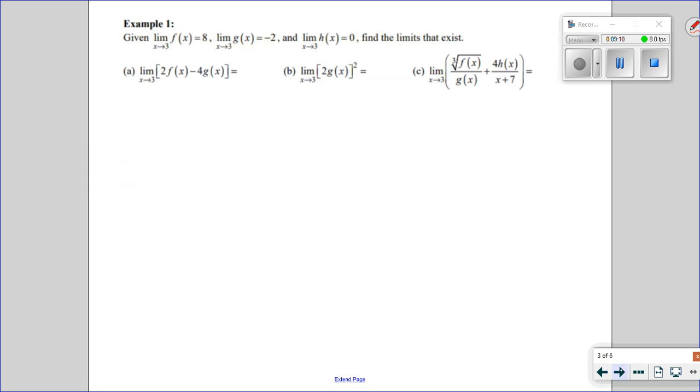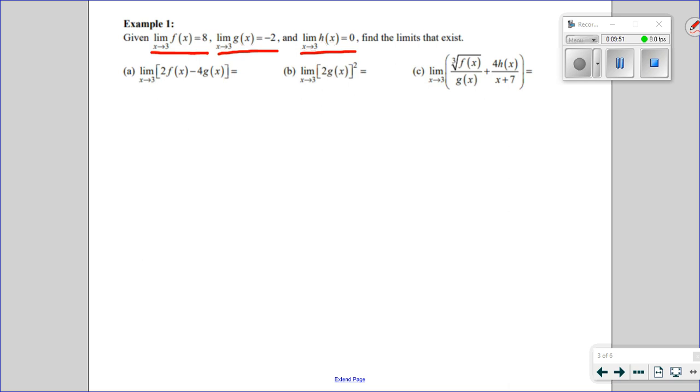Okay, let's look at some examples. So, you guys, I kind of like to call these generic problems because the information we're given some limits, but we really don't know much about functions. Okay, so for instance, we are told that the limit as x approaches 3 of f of x equals 8. But I don't really know much about the function f of x. But that's okay. I know what this limit is equal to. And we're told that the limit as x approaches 3 of g of x equals negative 2. And the limit as x approaches 3 of h of x equals 0.